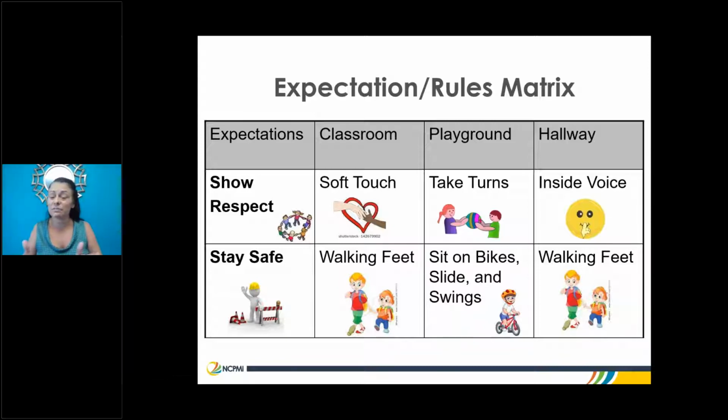And then the next column shows, in classrooms, what do teachers teach in order to help kids learn to show respect? The one rule was soft touches, and they have the visual for that. And in classrooms, what is the rule for staying safe? They have walking feet. So you can see how the matrix lays out per area or per activity, and helps kids understand how to exhibit those expectations.